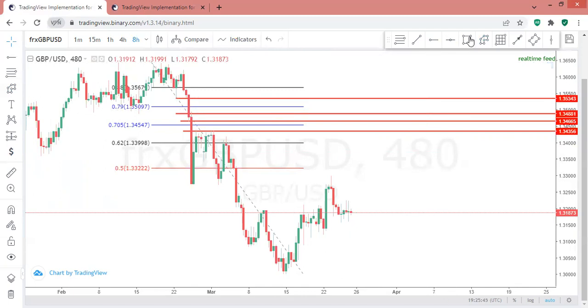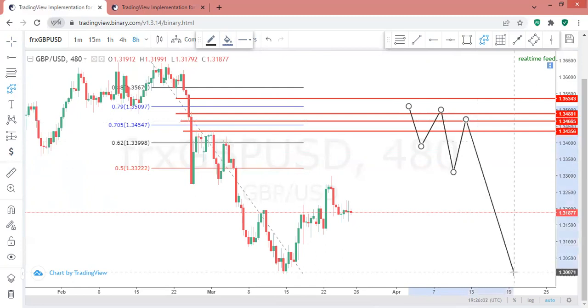So if price comes into there and I have a break of structure to the downside on my 15 minutes, I will wait for price to come back and create a lower high. That's where I want to take my shot.